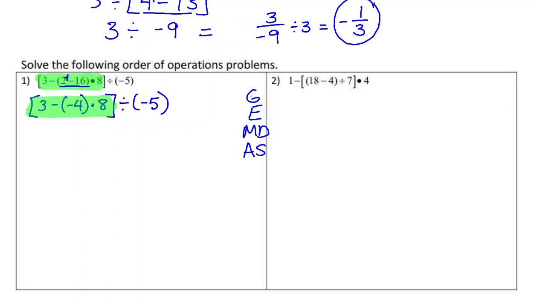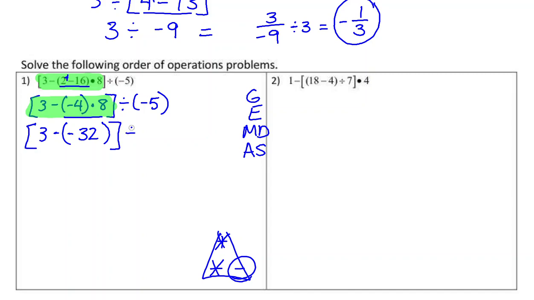I don't have any groupings. I don't have any exponents. I need to do the multiplication. Negative 4 times 8. Remember the pyramid. So it's going to be 32, and a positive times a negative will be a negative. So it's a negative 32 minus 3, bracket, bracket at the end, divide by negative 5.